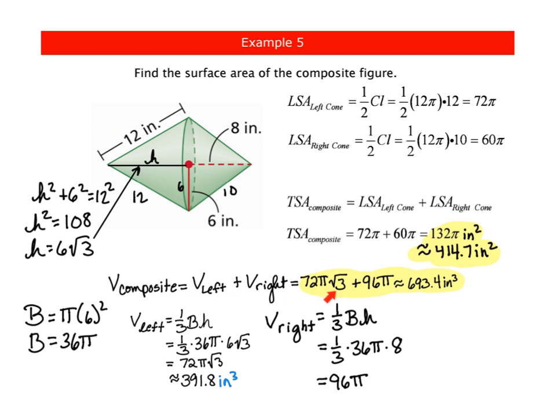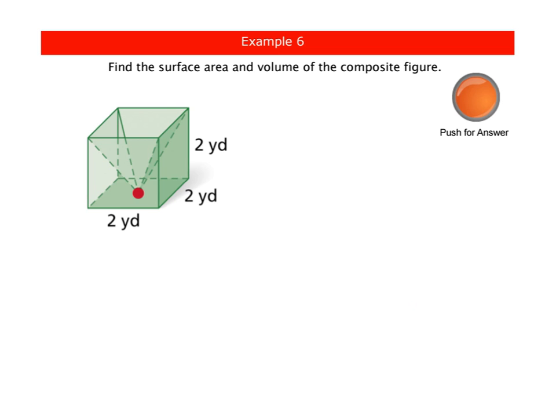Then I plugged into what I had decided needed to get added up to find the volume of my composite figure. That's 72 pi square root of 3 plus 96 pi. This is my exact answer. My approximate answer is what I get when I plug it in my calculator, 693.4 cubic inches.